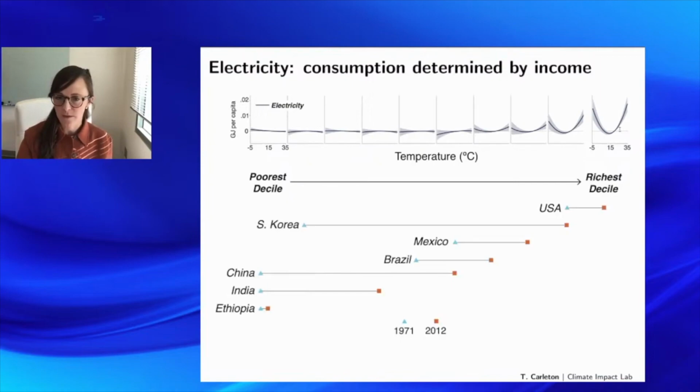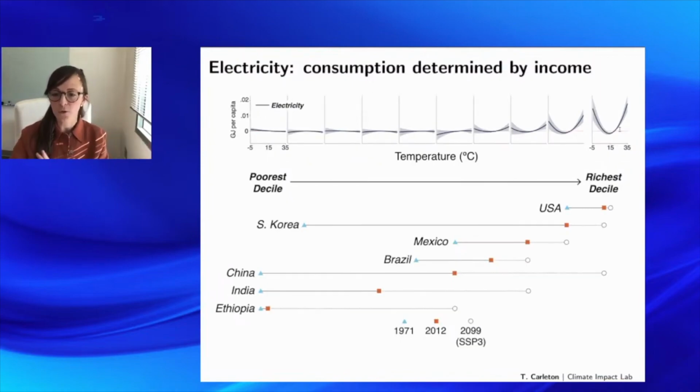That's going to be important when thinking about heterogeneity and vulnerability today, but particularly when we think about the future. Moving these dots forward under projected income growth means that we're going to have to think about a changing dose response function as people get wealthier and wealthier over time.